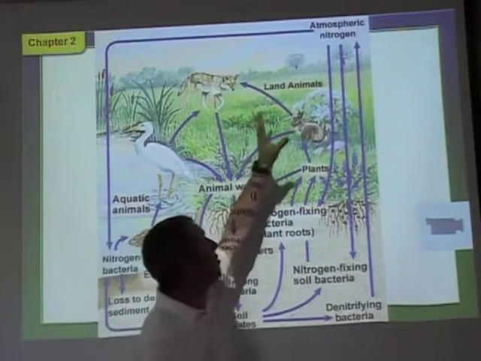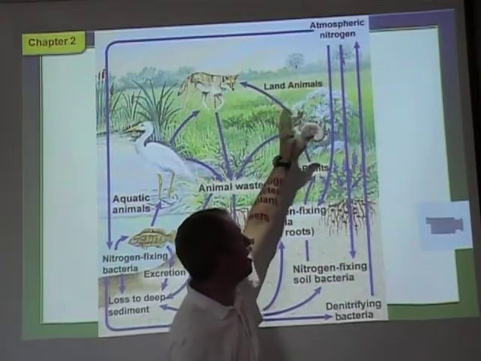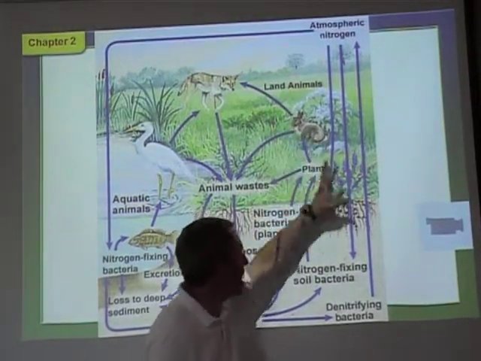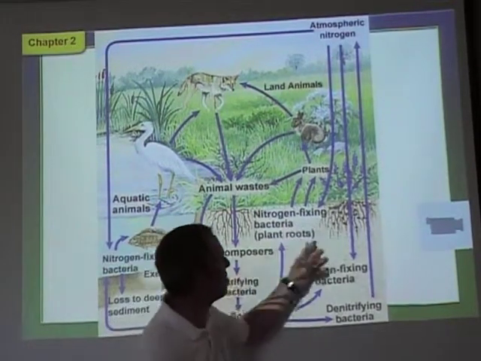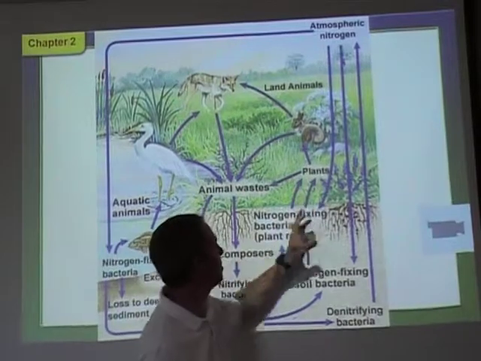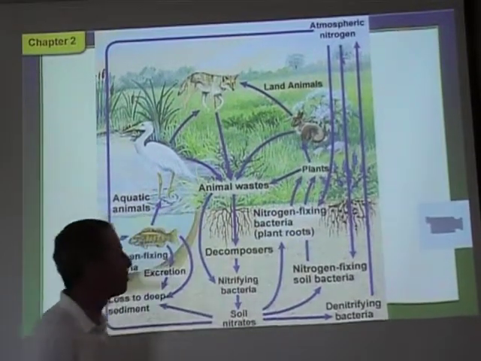And so this atmospheric nitrogen can't be used. It's in a form that can't be used. It has to be changed by bacteria. And once it's changed, it can be sucked up into the plants. Sucked up into the bodies of the plants through the roots.